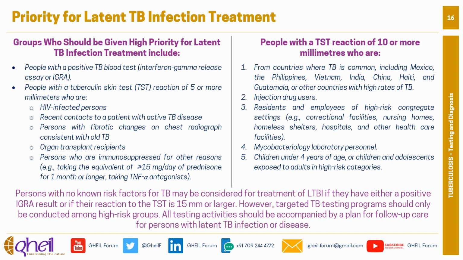People with a TST reaction of 10 or more millimeters who are from countries where TB is common, including Mexico, the Philippines, Vietnam, India, China, Haiti, and Guatemala, or other countries with high rates of TB. Of note, people born in Canada, Australia, New Zealand, or Western and Northern European countries are not considered at high risk for TB infection, unless they spend time in a country with a high rate of TB.